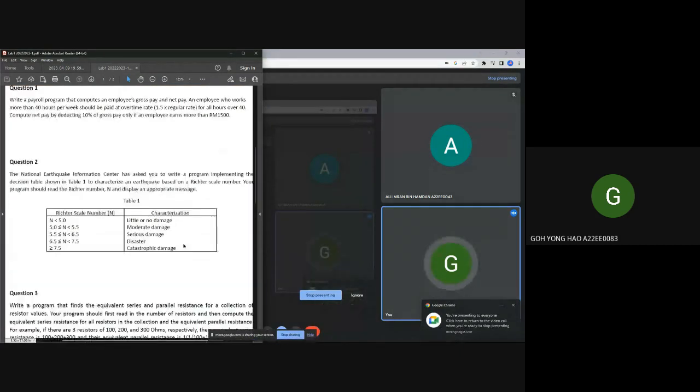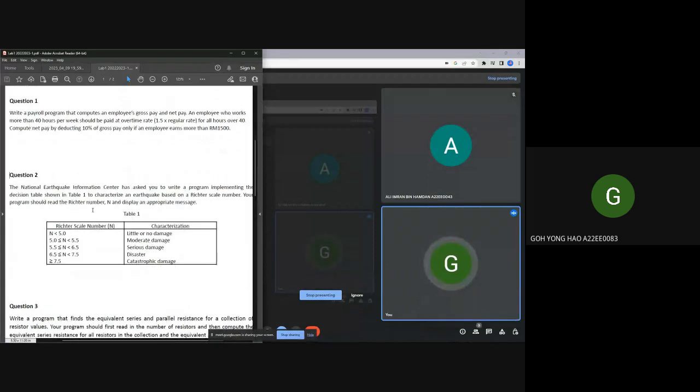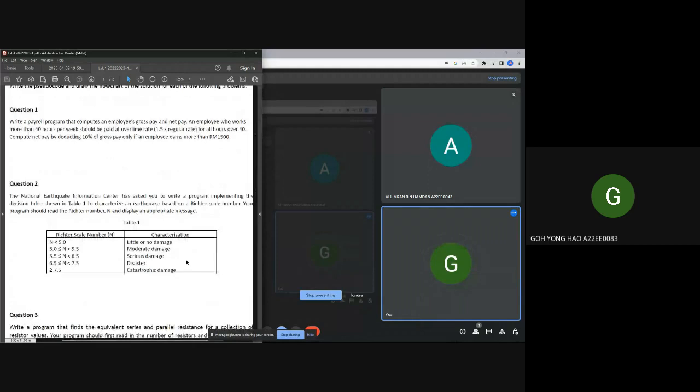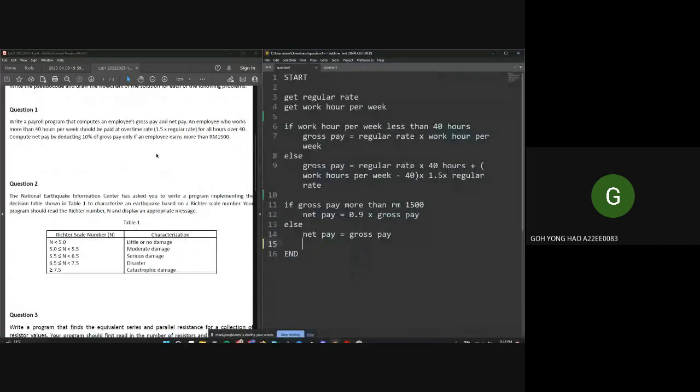There are four questions. I will be handling questions 1 and 3, but Ali will handle 2 and 4. So let's start with the pseudocode first.